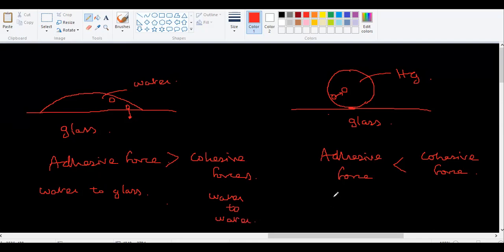Here it is, adhesive means mercury to glass. So this is less, and that's why mercury tends to form a spherical shape, whereas the cohesive force between mercury and mercury will be higher.